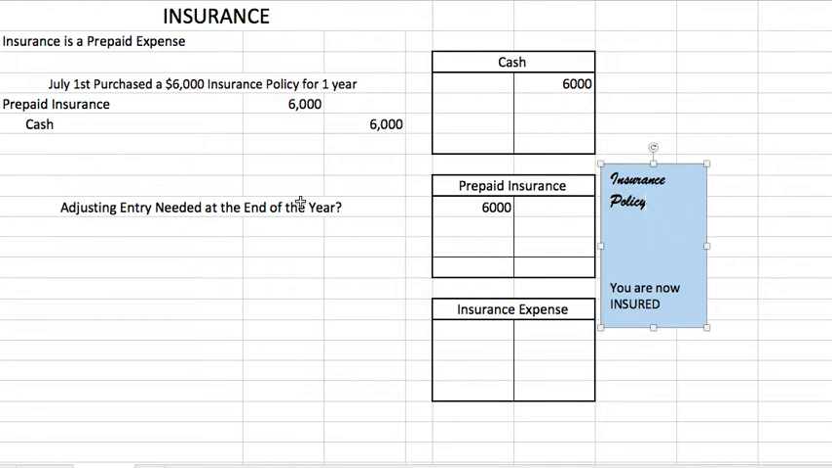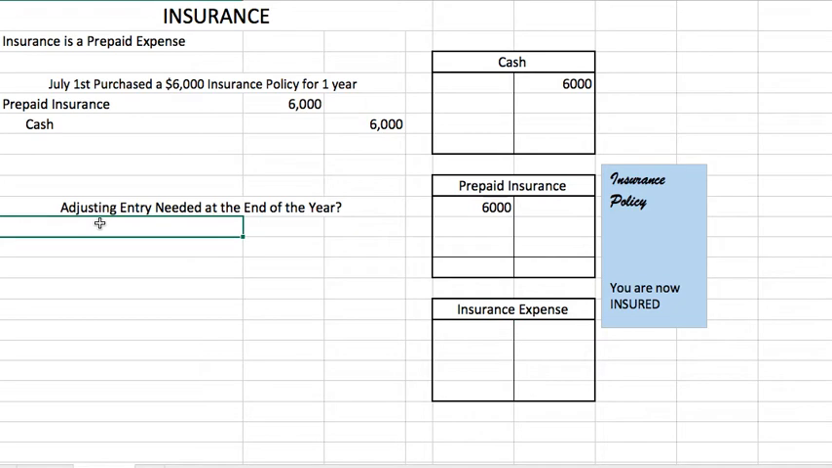An adjusting entry at the end of the year, we've got to decide. Well, yes, July 1st is when we purchased this insurance policy. Has any of this policy expired or been used up? Yes, 6 months worth of this insurance policy has now been used up, and we can put that amount on our income statement as insurance expense.